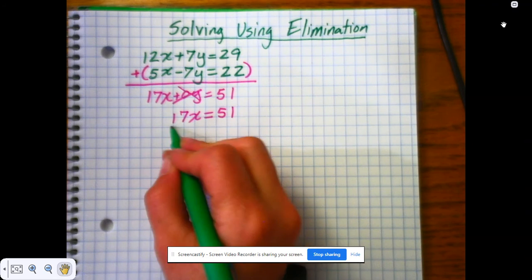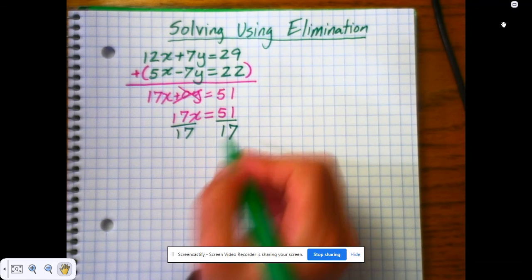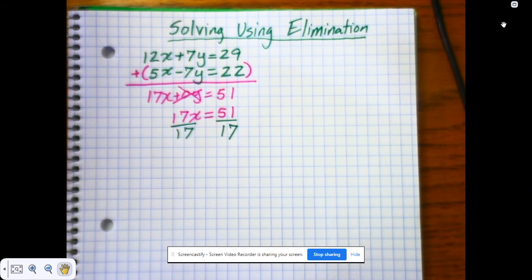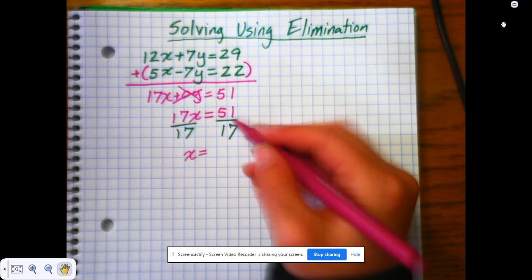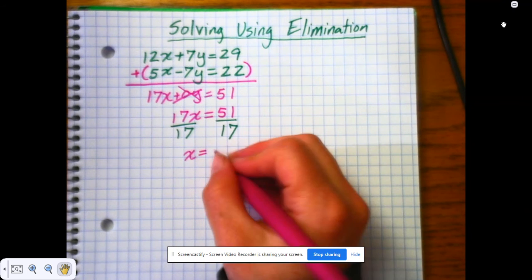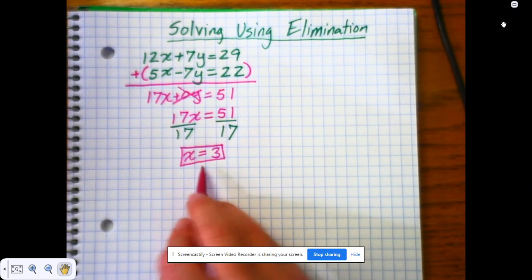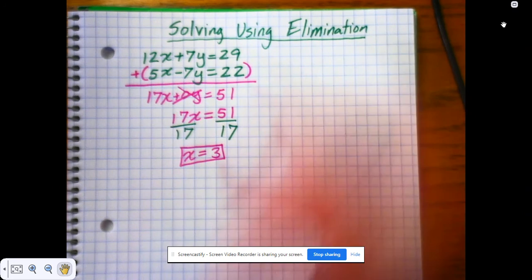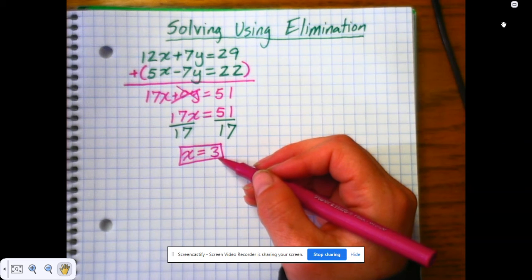So to get my x alone, I'm going to divide both sides by 17. And 17 divided by 17 gives me 1, so 1x is what I have left. And then 51 divided by 17 gives me 3. This is the x value for my point of intersection between these two lines, or the x value of my solution to my system of equations.